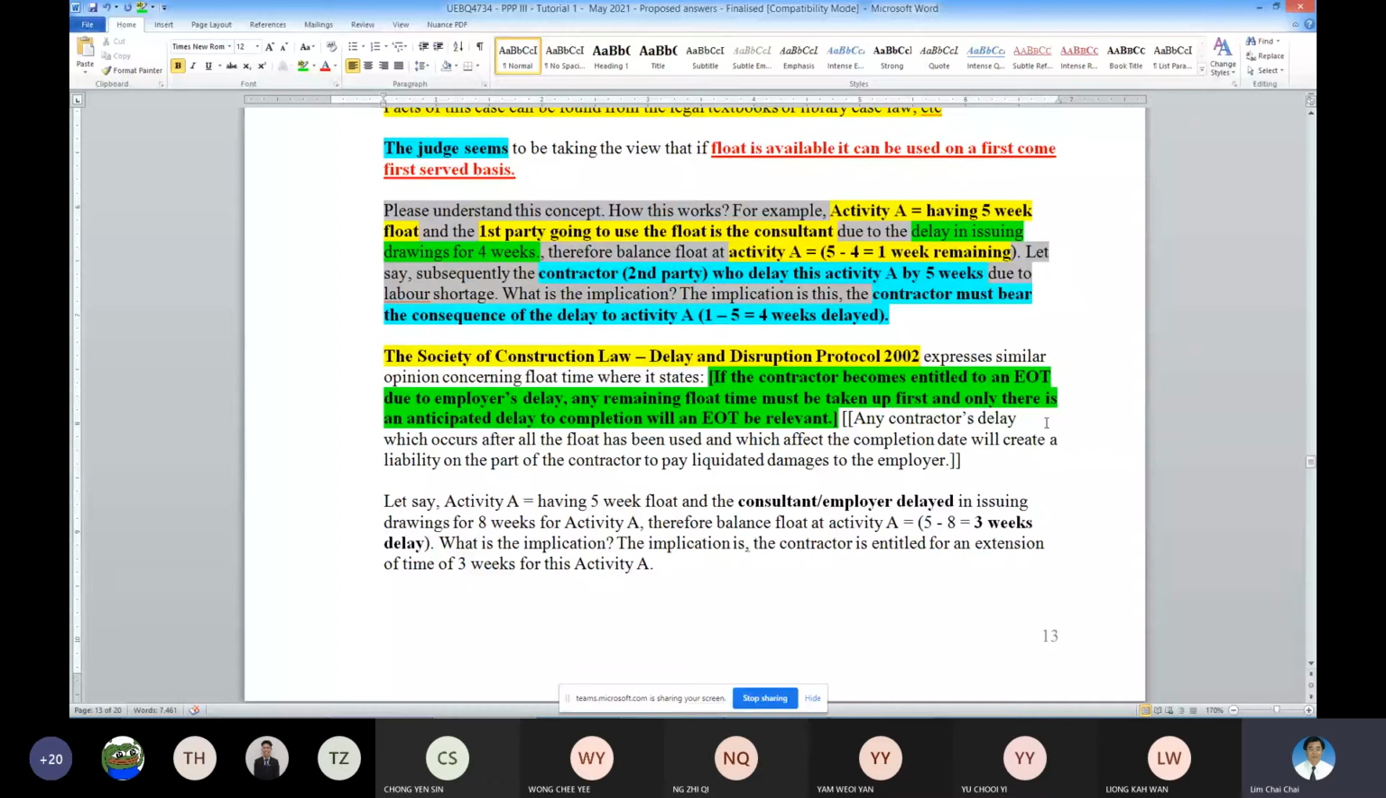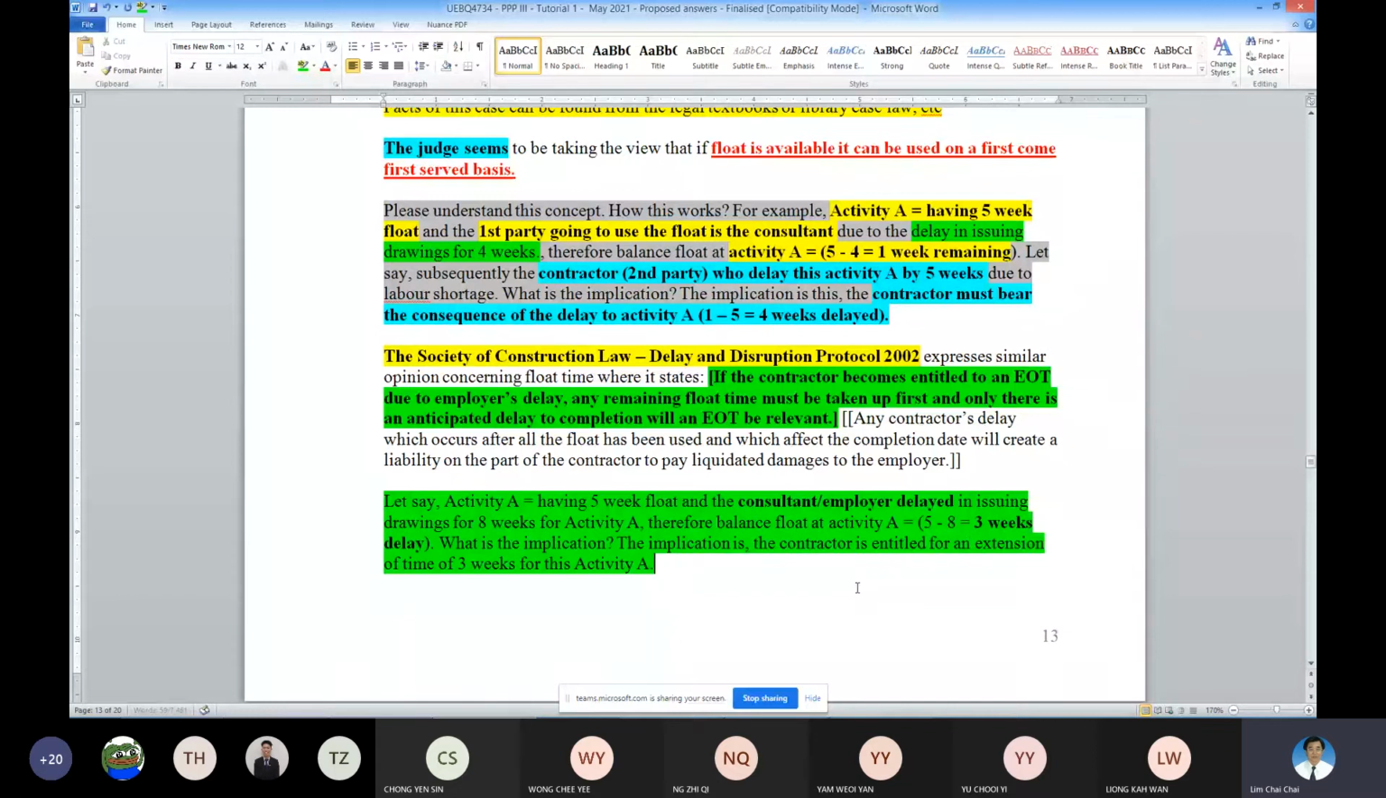This is the situation here for your green argument. If a contractor is entitled for extension of time, then this extension of time will be given to the contractor. That is green and green. Now we're talking another argument here.